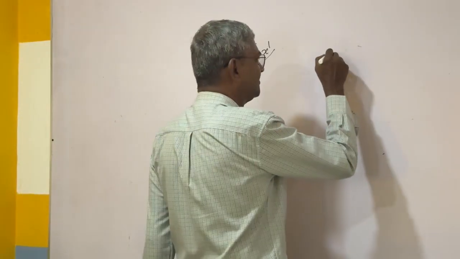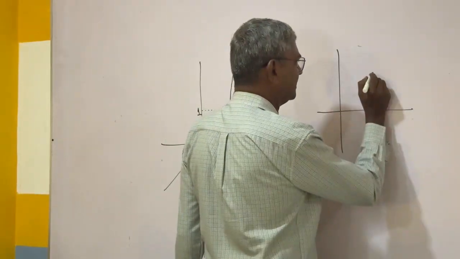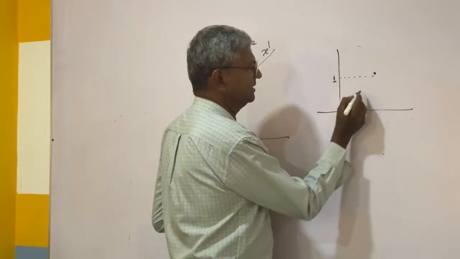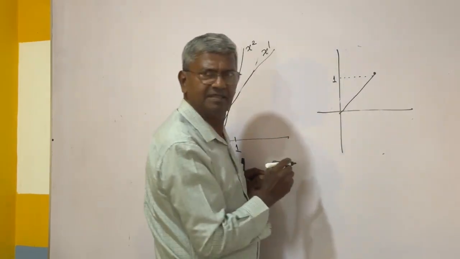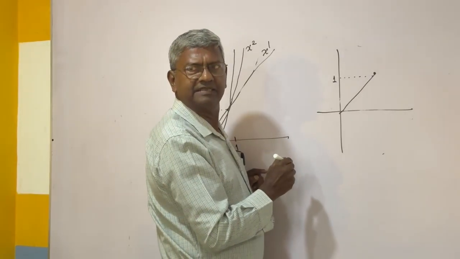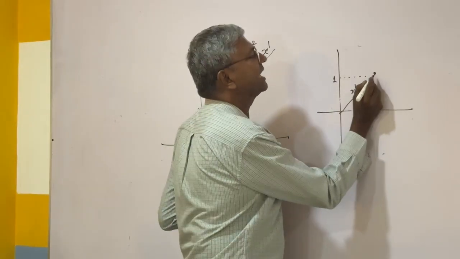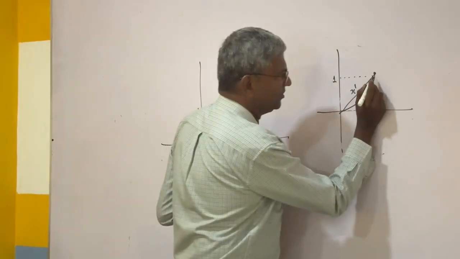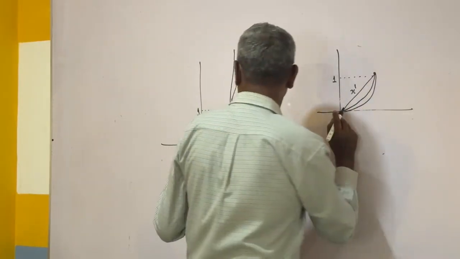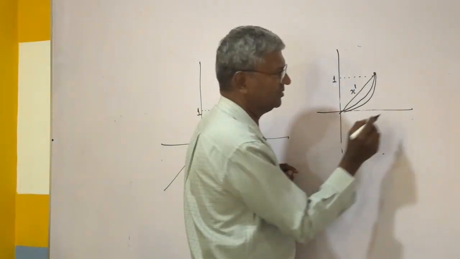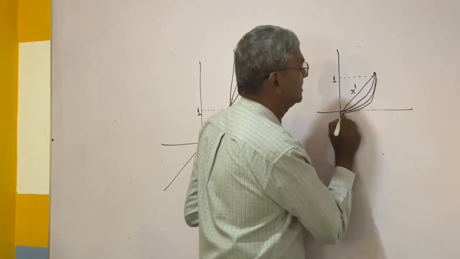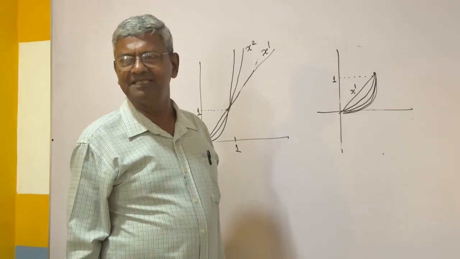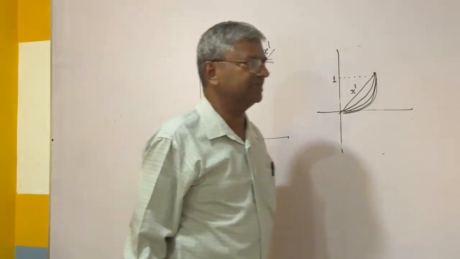No, let's draw this one separately. Here is 1. 1 here. This is x, y equals x. X squared is below here. X to the 3 is here. X to the 4 is, then what will happen? The limit of x to the n as x tends to 1 minus.